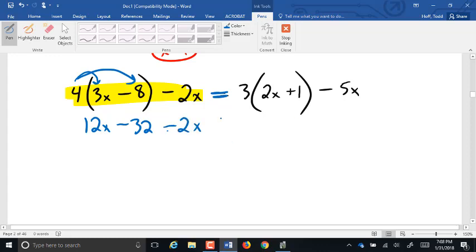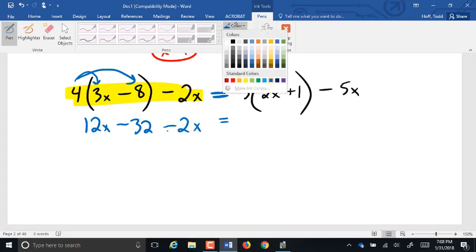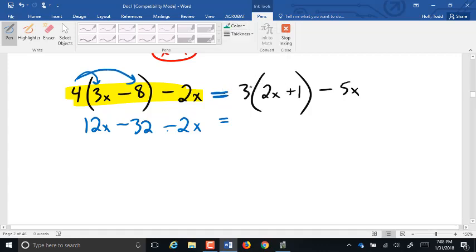Now, before we go to the other side, is there anything else we can combine or simplify on the left side? 12x and negative 2x make 10x. And we still have, of course, the negative 32. Now we've simplified the left side as much as we possibly can. So let's go to the right side.